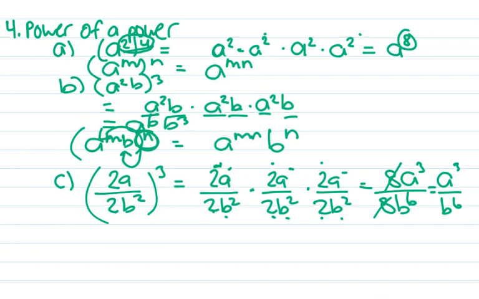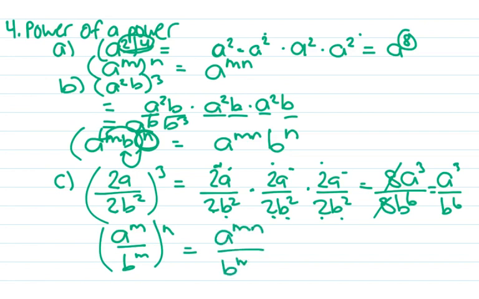The exponent rule here is (a^m over b^m) all to the power of n equals a^(mn) over b^(mn). So both the numerator and the denominator get that power of n applied to it.